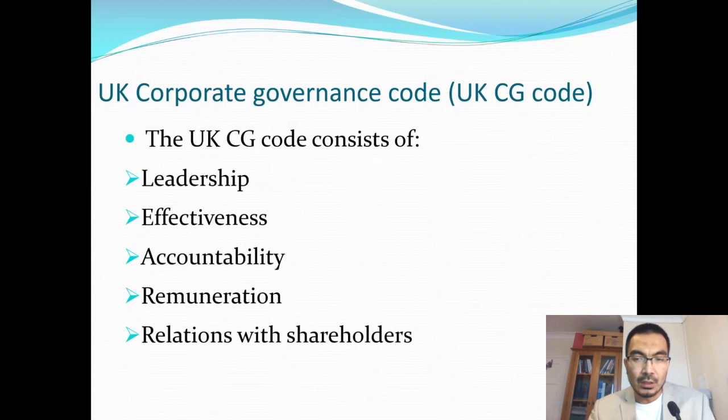When applying the OECD principles, countries may choose to make some elements of corporate governance mandatory but others voluntary. So details of the corporate governance codes differ between the countries. In the UK, we use the corporate governance code as an example. It sets out standards of good practice in the following five areas: leadership, effectiveness, accountability, remuneration, and relations with shareholders. We will study each of these areas one by one in the following slides.